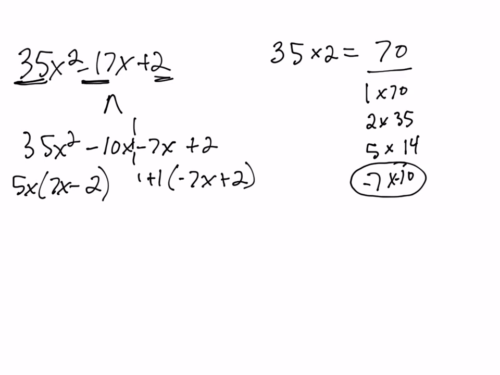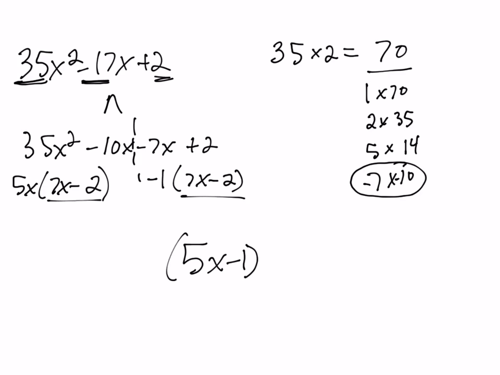Now these two binomials look like they're close to being the same. The problem is they have opposite signs. So instead of factoring out a positive 1, if I factor out a negative 1, that's going to change the signs inside, and now those binomials are the exact same. So the factored form is going to be 5x minus 1, and then 7x minus 2. And then we're done.